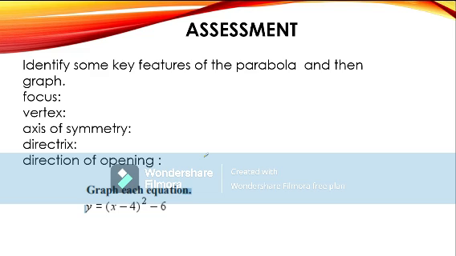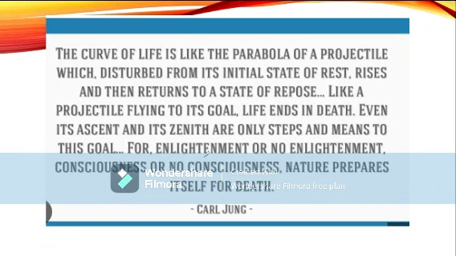Before we end this video lesson, let's have a math quote. This is from Carl Jung. The curve of life is like the parabola of a projectile which, disturbed from its initial state of rest, rises and then returns to a state of repose, like a projectile flying to its goal. Life ends in death. Even its ascent and its zenith are only steps and means to this goal. For enlightenment or no enlightenment, consciousness or no consciousness, nature prepares itself for death.